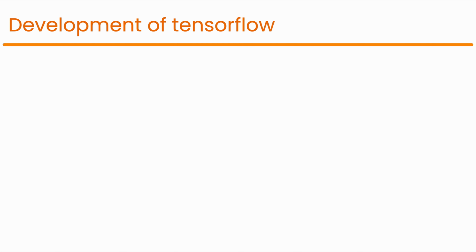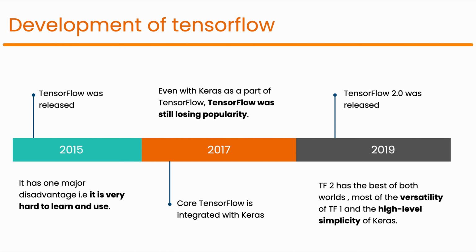Development of TensorFlow across the years. TensorFlow 1 is one of the most widely used deep learning packages. It is very versatile and that is why many practitioners like it. However, it has a major disadvantage, that is, it is very hard to learn and use. This led to the development and popularization of high-level packages such as PyTorch and Keras. Keras is especially interesting as in 2017 it was integrated in Core TensorFlow, a feat that may sound a bit strange. In reality though, both Keras and TensorFlow are open source.